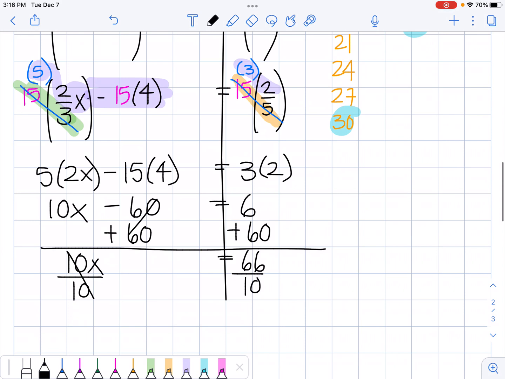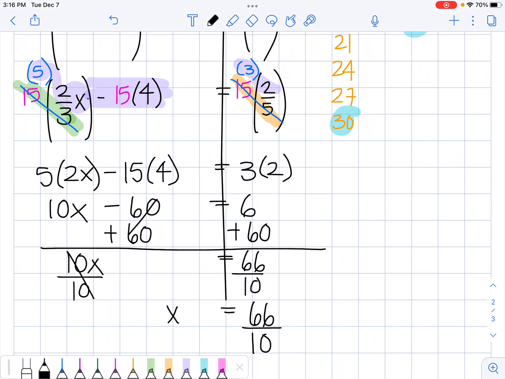Now, rule of thumb says you want to give an answer the way that it was presented to you. So if your initial equation has decimals, it's okay for you to give a decimal answer. But if your initial equation has fractions, then you should give an answer with fractions. So because we started with fractions, I'm going to give an answer that's a fraction.